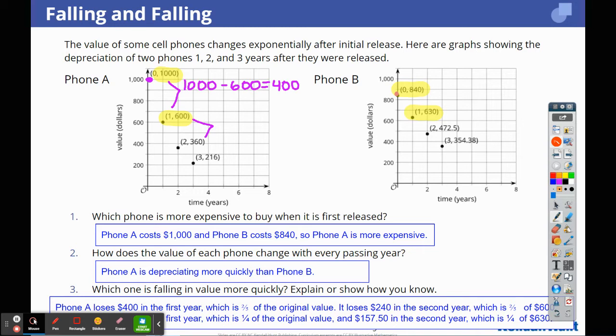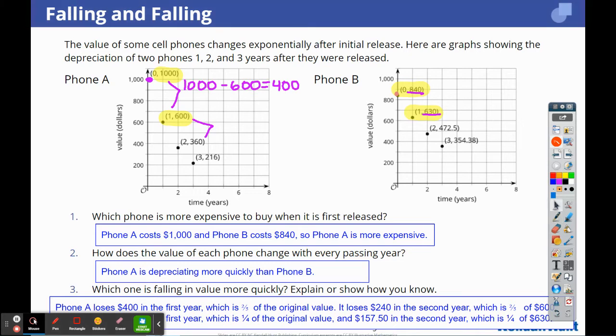For phone B, you can do the same thing. So we're going to take 840 and subtract 630. And so you can see that it lost 1/4 of its original value. And then the next year, it lost 1/4 again. So each year, it's losing 1/4 of its value.